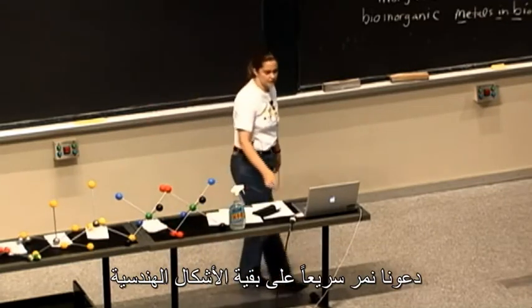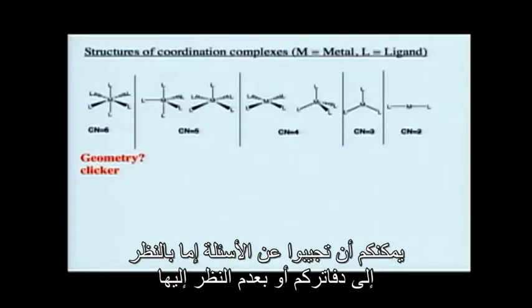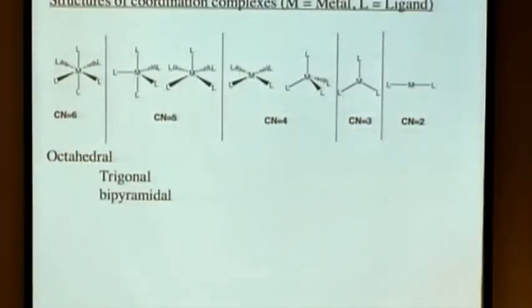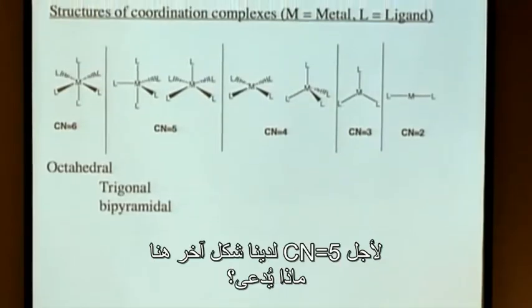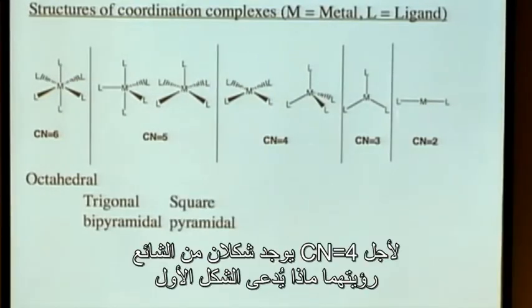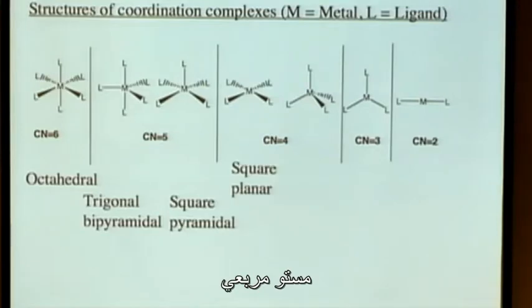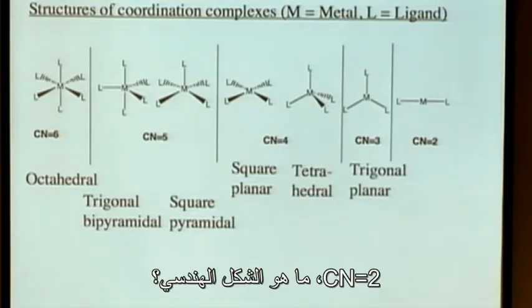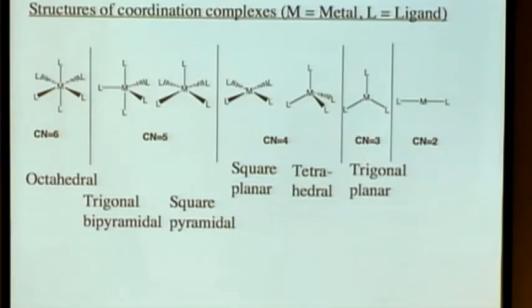So let's just quickly run through the rest of these. You can yell out the answers, either looking at your handout or not looking at your handout. The next one over here, what is it? Right, trigonal bipyramidal. For a CN number of 5, we have another option shown over here. What's that one called? Square pyramidal. For CN numbers of 4, there are two things that you'll commonly see. What's the first one called? Square planar. The second one? Tetrahedral. For CN number of 3, what's that geometry called? Trigonal planar. And CN of 2, only one option, linear.